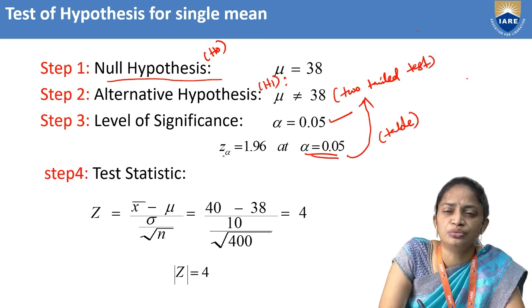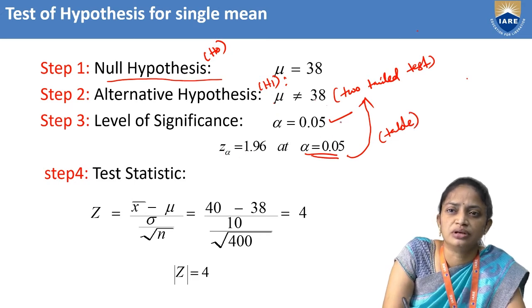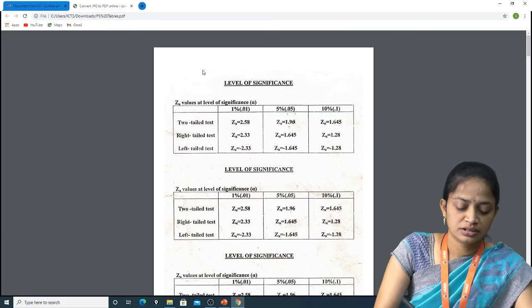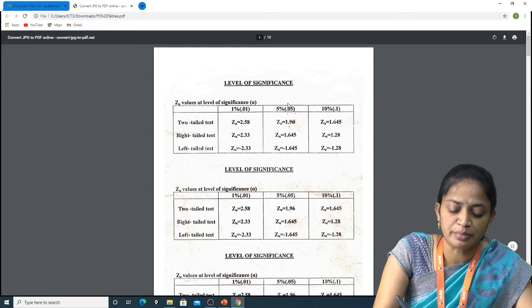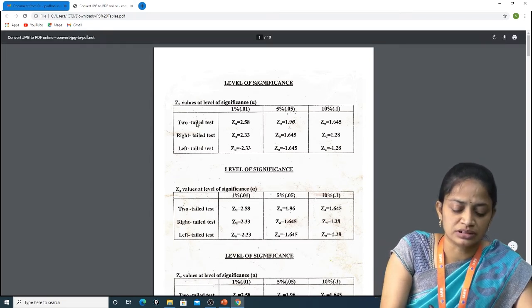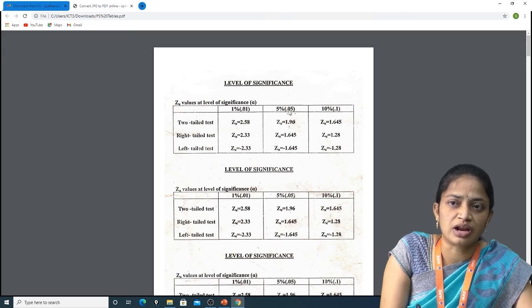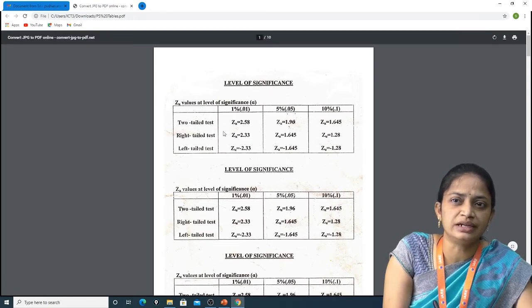So how to take the Z alpha value from the table. Here alpha is 0.05, so in a two-tailed test we have to take the Z alpha value as 1.96. Here we are taking the Z alpha value at the 5% level of significance, right? This is our alpha value, 0.05, at a two-tailed test, and it is 1.96.